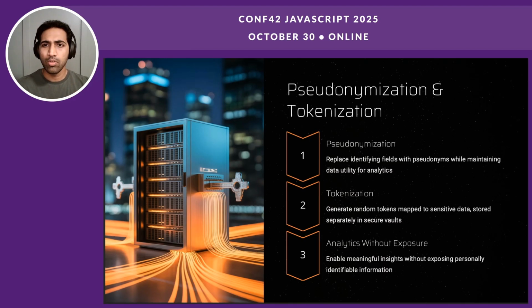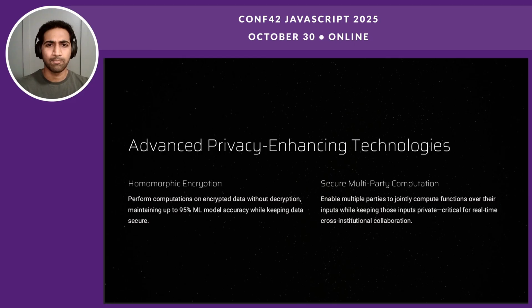And let's talk about some advanced technologies. For those who are ready to push boundaries, homomorphic encryption lets you perform computations on encrypted data without ever decrypting it. So imagine running machine learning models that maintain up to 95% accuracy while the data remains encrypted throughout. Secure multi-party computation enables multiple organizations to jointly combine their data without anyone seeing others' information. Think about something to the effect of blockchain. And these are actually being implemented today in healthcare and finance.